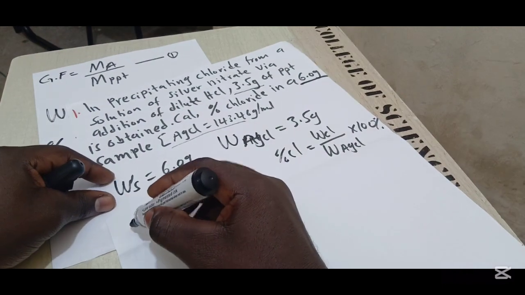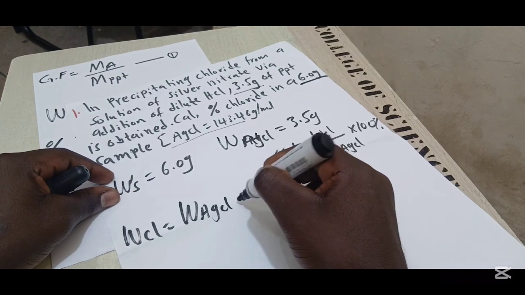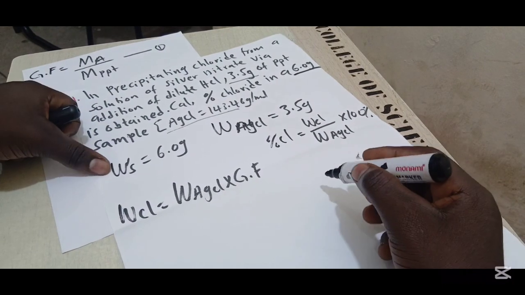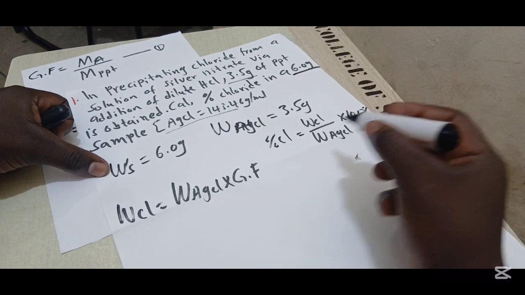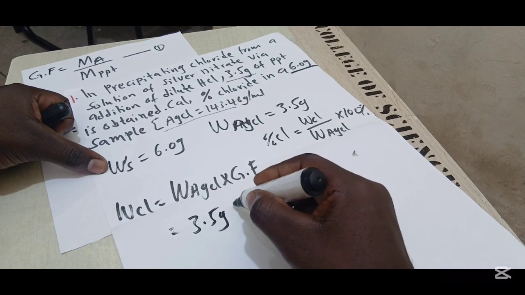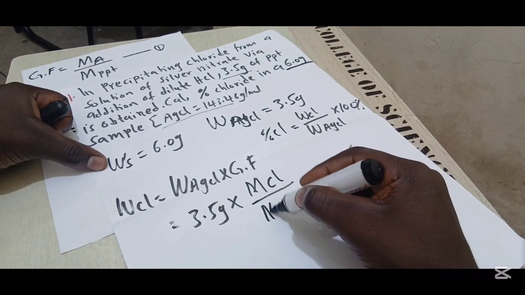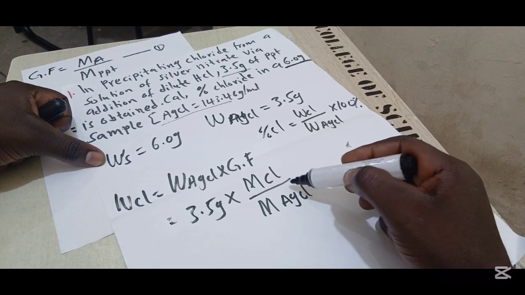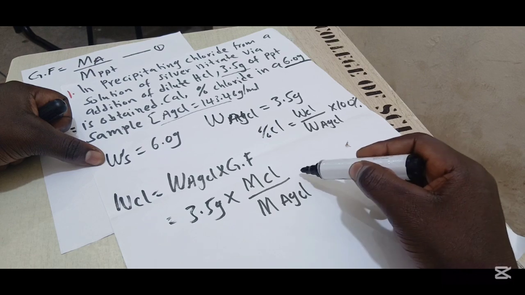We know that the mass of our chloride is going to be the weight of our precipitate, AgCl, multiplied by our gravimetric factor. Our gravimetric factor is simply the weight of our analyte, which is chlorine, over the molar mass of AgCl, the precipitate. The weight of AgCl is just 3.5 grams, multiplied by our gravimetric factor, which is mass of chlorine over molar mass of AgCl. Here, let's look at our analyte. The subscript of our analyte in the precipitate is just the same, so we just leave it like that.